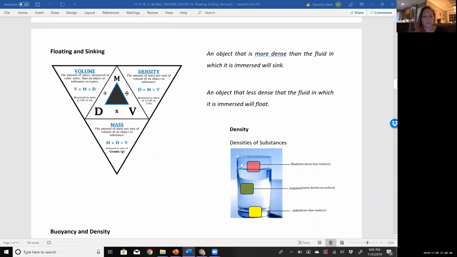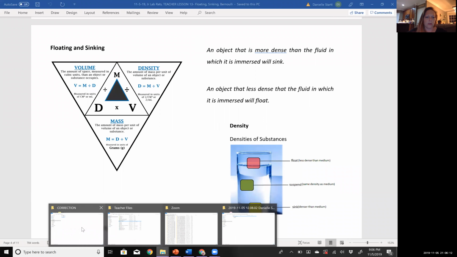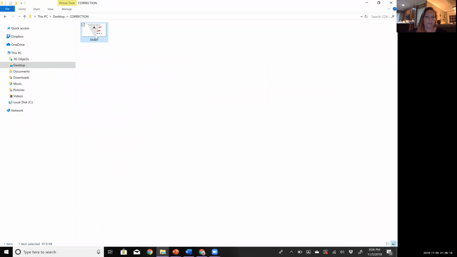So we get to this concept here, floating and sinking. All right, first things first. This triangle, I sent out an email this afternoon. This triangle had a mistake in it, and the mistake is right here. You see where my cursor is pointing? Right there. So hang on, I'm going to come back and explain that in just a second, but I'm going to open this because I'm going to show you the corrected version. Okay, here's the corrected version.